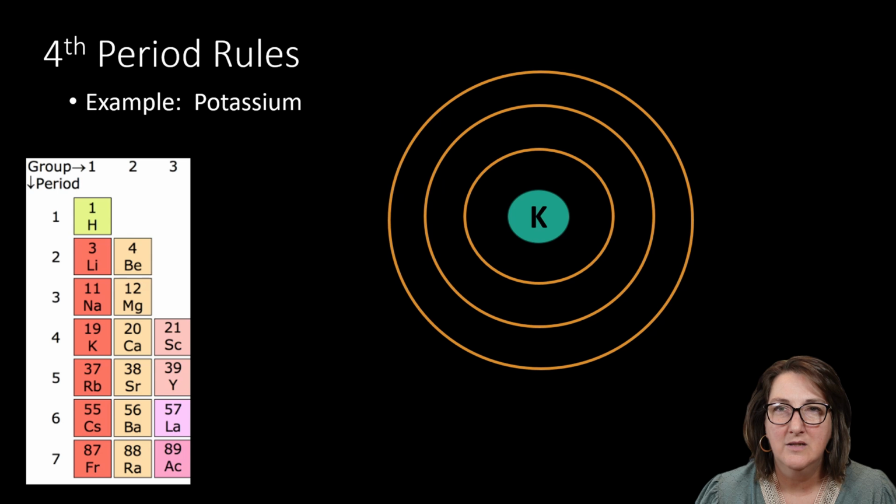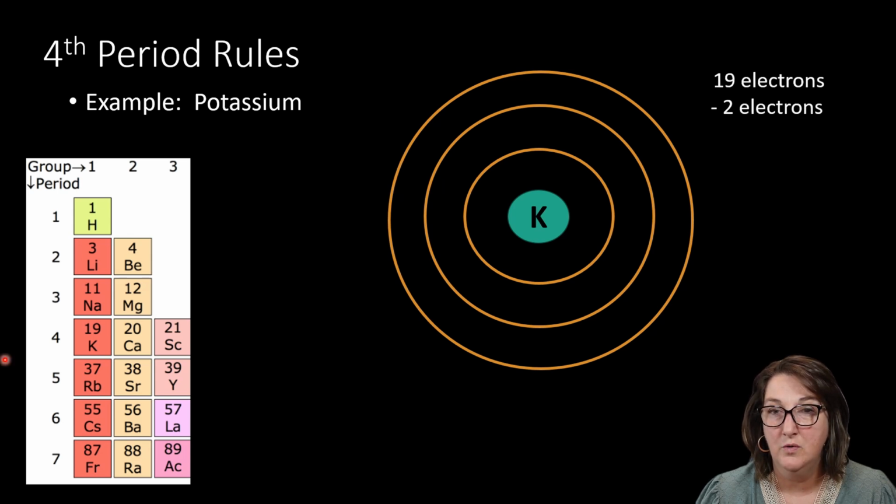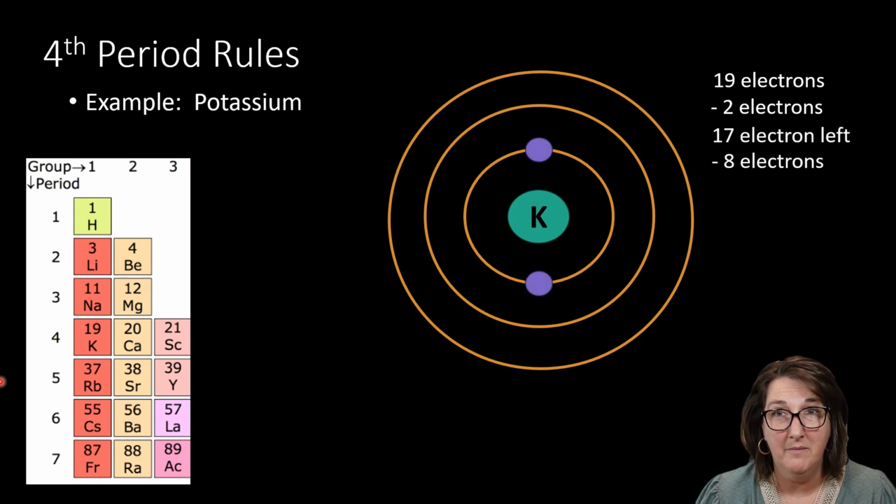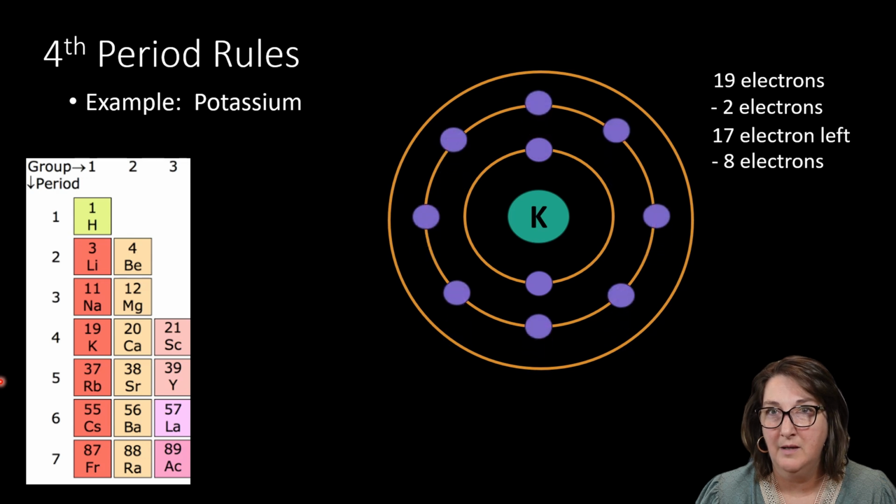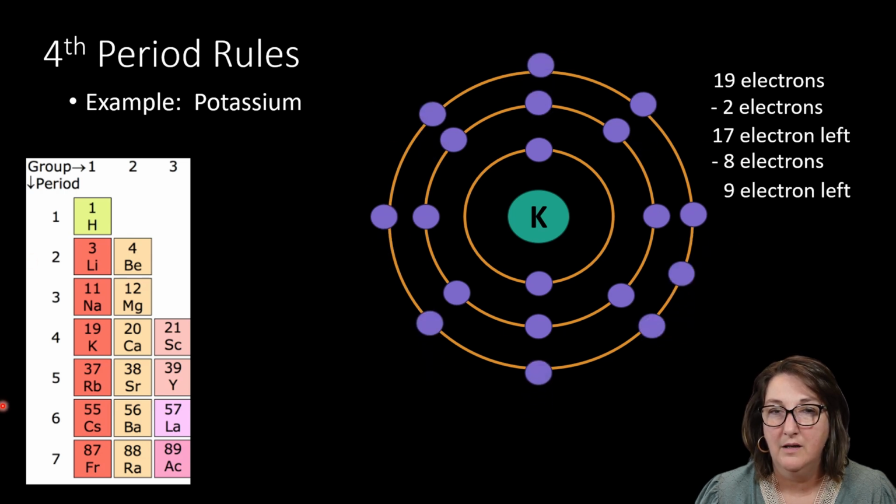And if I did this rule with potassium, I have 19 electrons, 2 are going to go in this first ring. Then I have 17 left. 8 are going to come out of that and fill up that second ring. So that second ring is full. I have 9 electrons left. Remember, this 3rd ring can hold a maximum of 18. So what students want to draw is this.